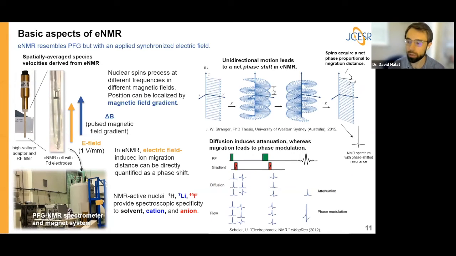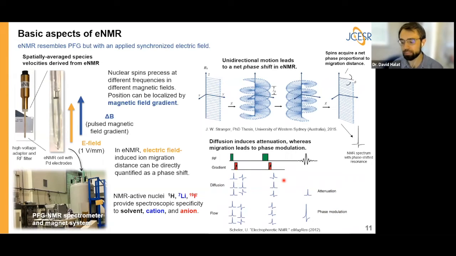So in a diffusion experiment, you can see here there's no directional motion. So the positive or negative phase shifts that would result from upwards or downwards motion simply cancel, and we merely observe attenuation. But in the case of eNMR, the phase shift is the quantity that we observe and need to be able to quantify.